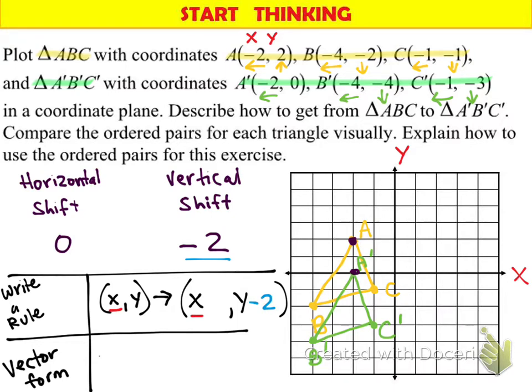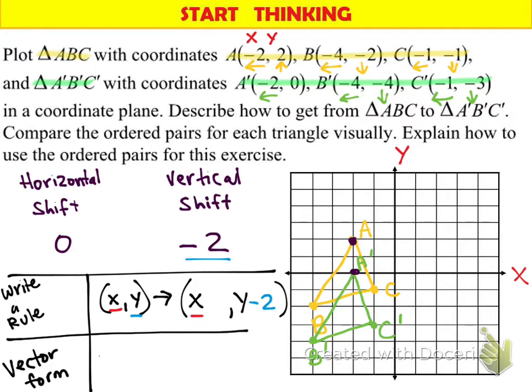So writing it like a rule looks like this. You tell me what happened to every x and y. The x, nothing happened, but the y, we subtracted 2. That's writing a rule. Vector form looks like this.